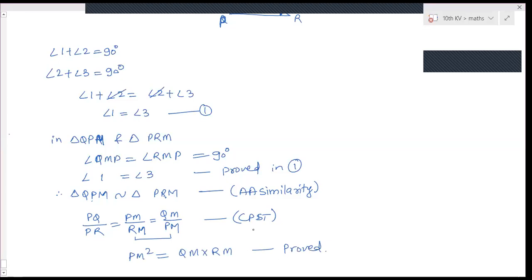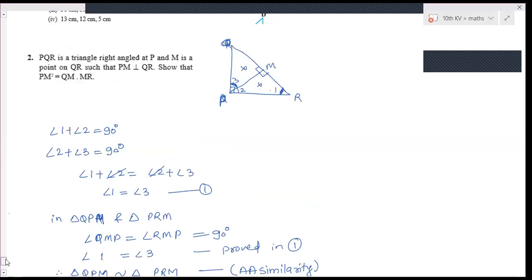Clear? Here I have shown the similarity of the two small triangles directly. Otherwise, you would have to show this triangle is similar to the larger triangle, and that one also similar to the larger triangle, and then conclude these two are similar. Instead of doing that, directly prove AA similarity for those two triangles. That will always be better. Is it clear? Yes, ma'am. The given and to prove I'm not writing, so you have to write them down. I'm only showing you the proof.